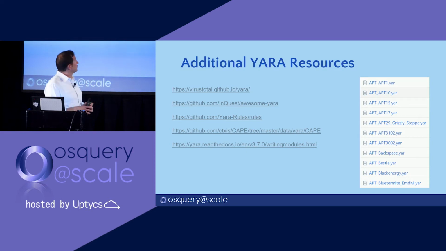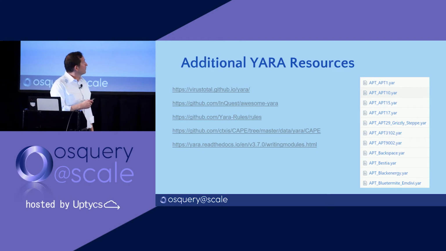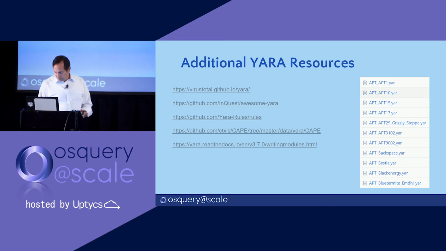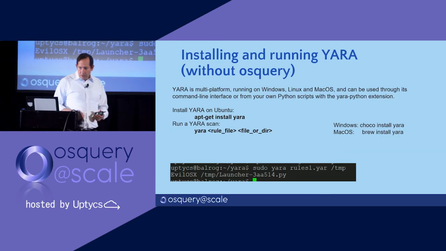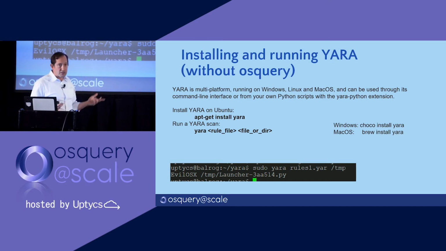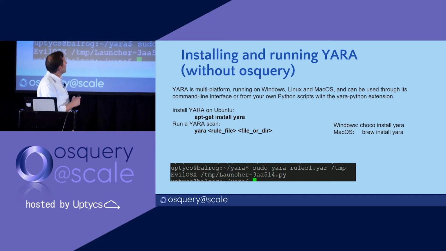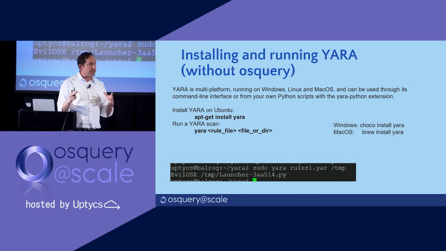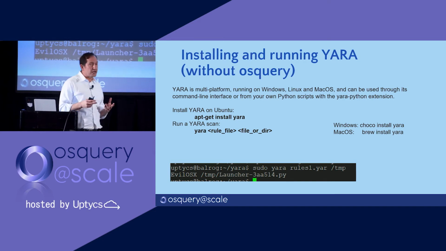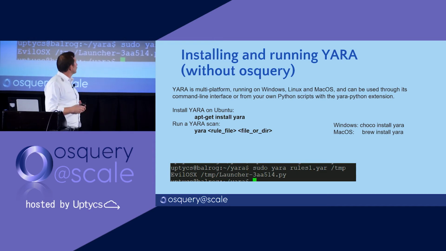Here's a bunch of other resources. There's a bunch of good resources out there for repositories of rules and tools, and you can check those out if you're interested. This is a list of advanced persistent threat YARA rules that are out there. So let's get started with YARA. Basically, we're going to install it here, and this is just a command line version of YARA. Here's an example of installing it on Linux. And this is for running the command line YARA. It's outside of osquery. We're going to get into running it in osquery in a minute, but you can just install it and run it this way as well.